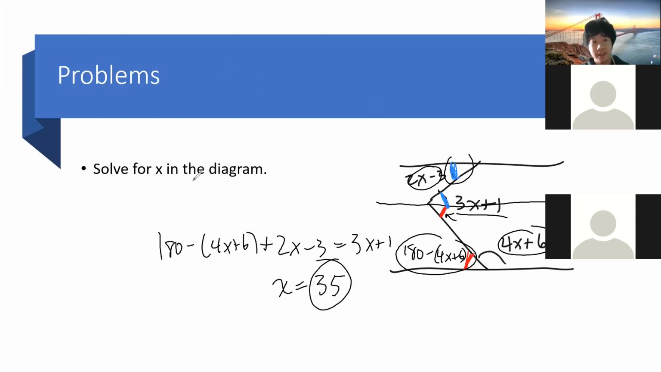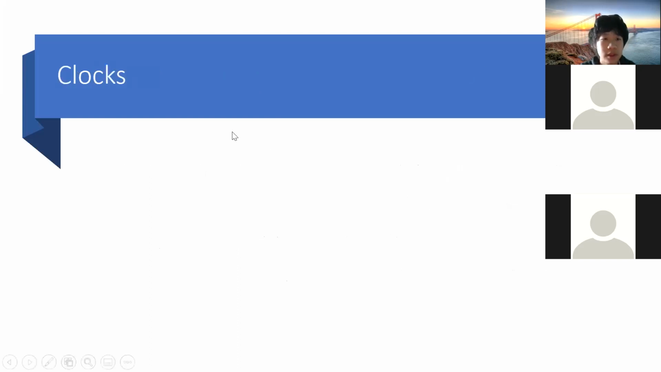So again, the trick you need is to draw a line through the middle. And after you do that, everything should be more intuitive by that point. So now we're going to go on to clocks. Clocks are probably the most common problem dealing with angles in MATHCOUNTS, I'd say.